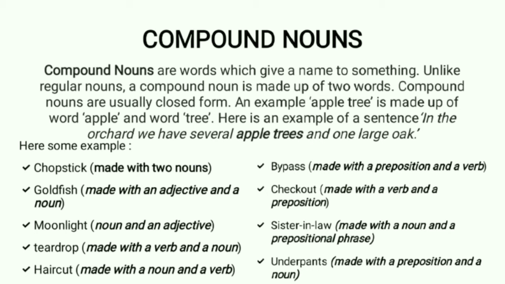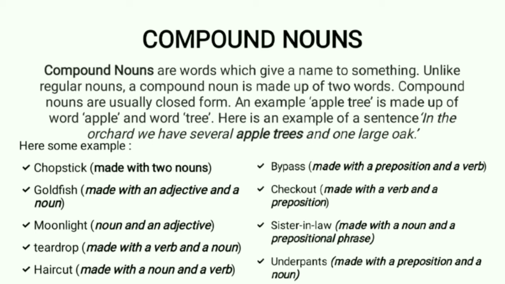Kata benda jamak adalah kata yang memberikan nama pada sesuatu. Tidak seperti kata benda biasanya, kata benda jamak berasal dari dua kata. Di sini contohnya adalah apple tree. Itu berasal dari kata apple dan tree, yang bergabung menjadi satu makna yaitu apple tree atau pohon apel. Here are some examples of compound nouns. It is chopstick, goat face, moonlight, teardrops, haircut, bypass, checkout, sister-in-law, underpants, and so on.